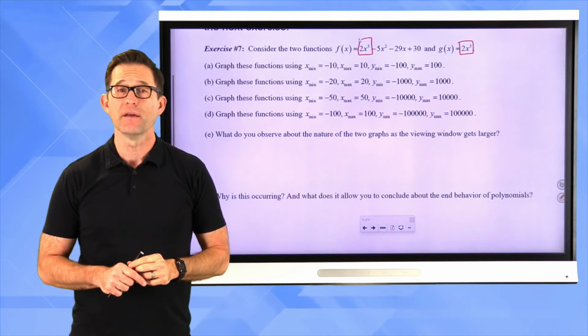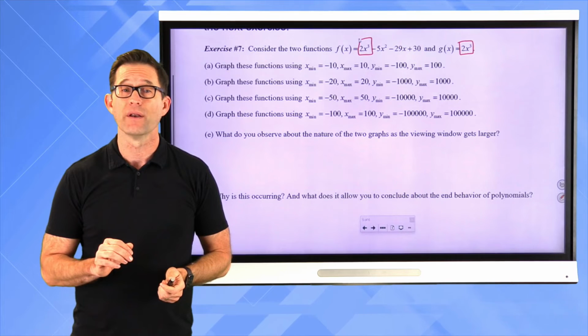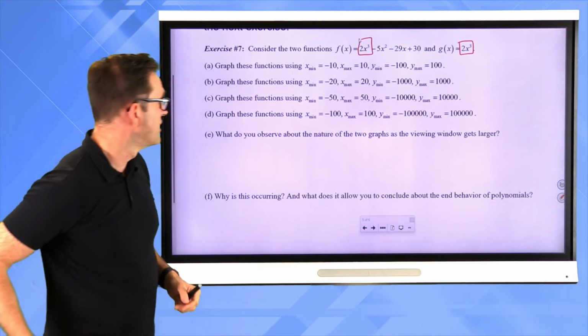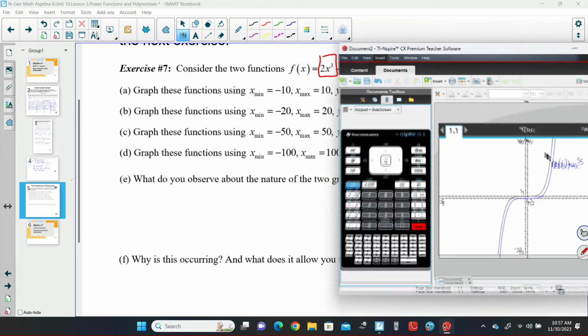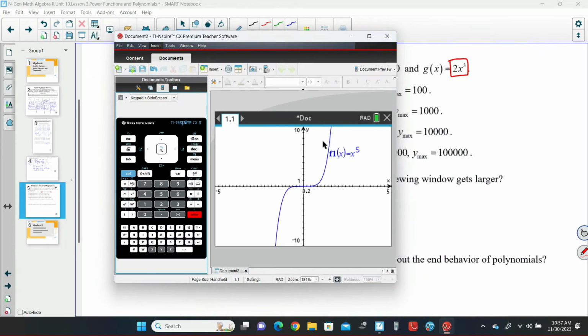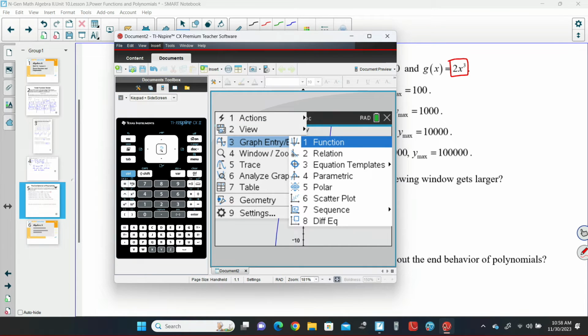So let's begin and get these two into our graphing calculator. Then all we're going to be doing is changing the window. So let's do it. Let's bring out our graphing calculator. All right, bring this thing over. Let me get the two in. I'm going to go menu. Let's see, graph entry edit, function.